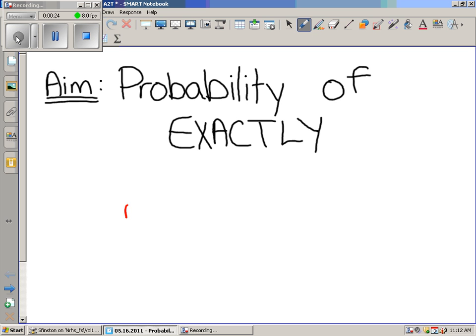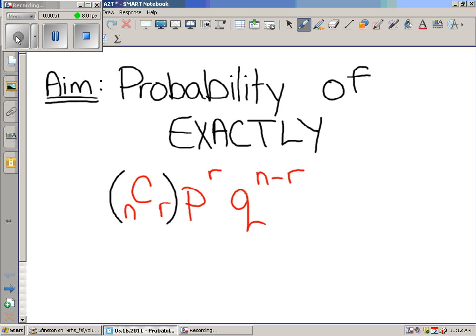Here's the formula. The formula is nCr, p to the r, q to the n minus r. Let me give you a minute to write this down, and then I'm going to tell you what each one of these terms means. Just so you know, this nCr business is a combination. We learned about it on Friday. P is going to be raised to some r power, and q is going to be raised to some n minus r power. Don't worry, I promise you it's super easy.